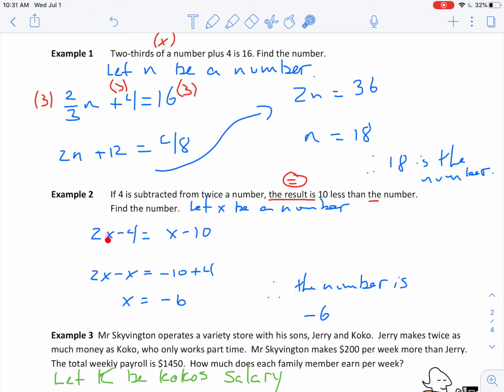So I ended up getting 2x minus 4 is equal to x minus 10. Now I go ahead and solve for my variable x. We know how to bring variable terms on one side, constant terms to the other, and I end up getting x is equal to negative 6. So more of a word problem.